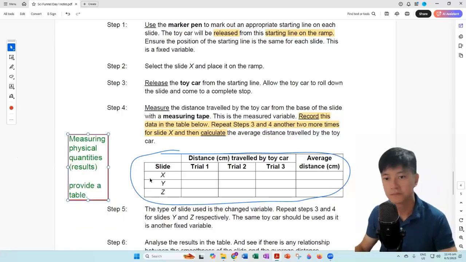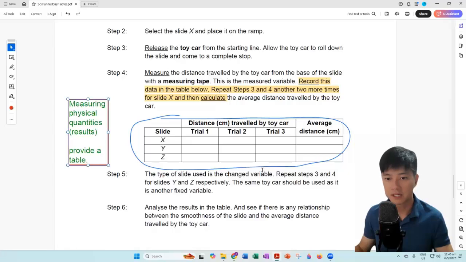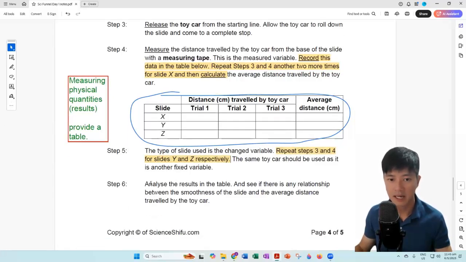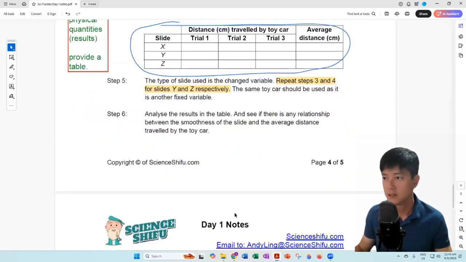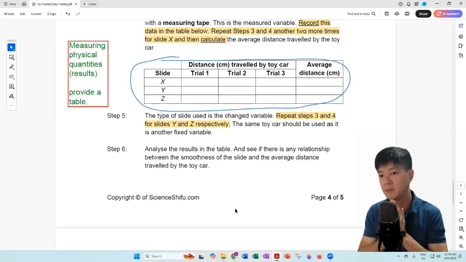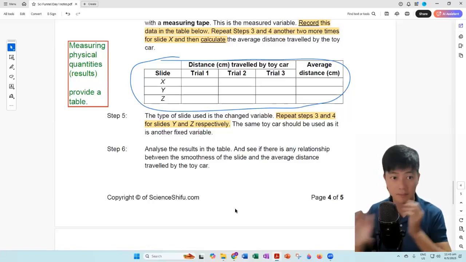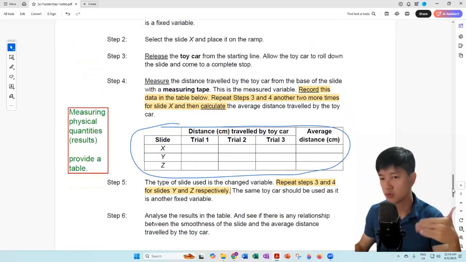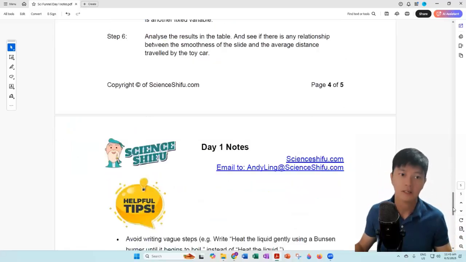There you go. And then you repeat the steps again. You see, repeat step 3 and 4 for other materials and analyze the results and if there's any relationship between them. So you can see that this particular video is important because it teaches you the skills. And from these skills, you can refer to your child's own revision and you see how the same skills are being applied again.